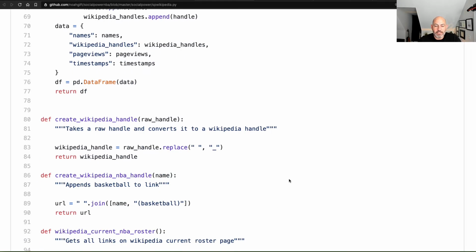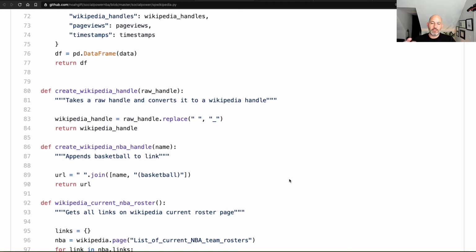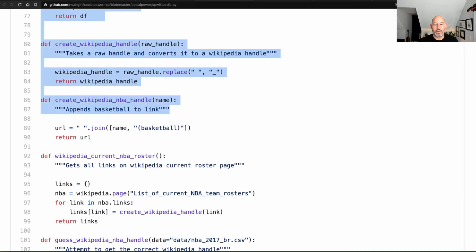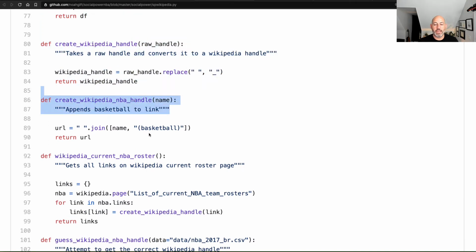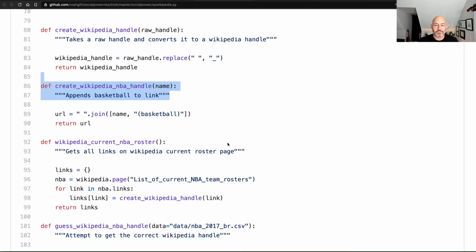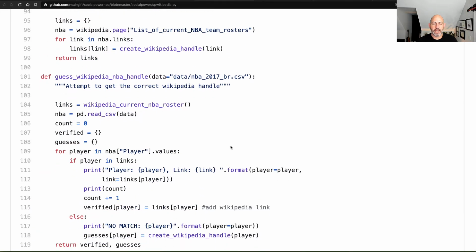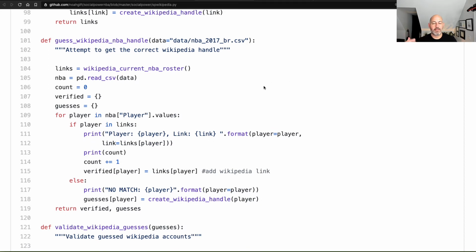Now, one thing I discovered was that I wanted to make it user friendly to collect the URLs. So I wanted to take a name like LeBron James and then put that into a handle. So in this case, I put an underscore inside and I appended it to a link. And what this does is, in case I have some kind of name collision, it would automatically add the word basketball to it. The reason that I needed to do this was that I had to write a function that attempted to guess the correct Wikipedia handle, because a lot of times you'll have a person with the same name.